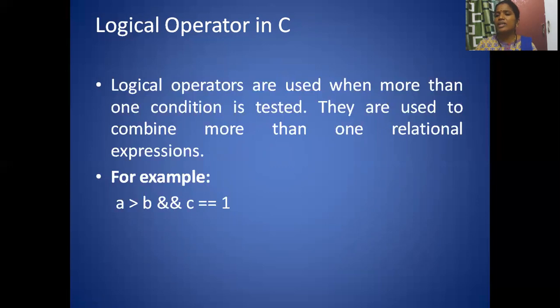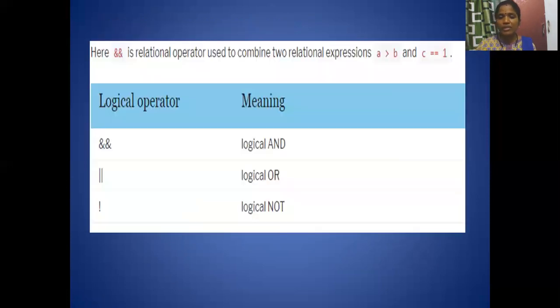Logical operators are used when more than one condition is tested. They are used to combine more than one relational expression. For that, we use logical operators. We have logical AND, where two ampersands are used, whereas this is called a pipe symbol. We use it for logical OR. This is called a negation symbol, logical NOT. Not zero means 1.